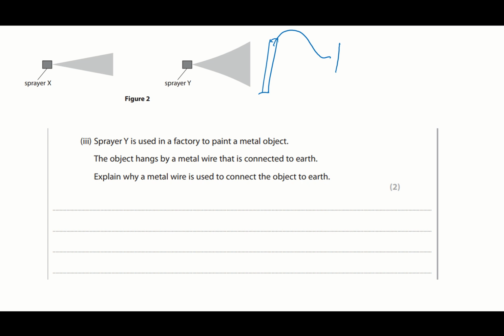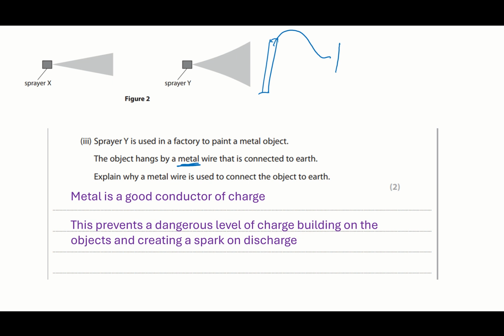Well, the basic idea here is I earth objects so that I can remove charge and just get it gradually going down into the ground. So the basic idea on this is I don't want charge to build up. So metal's a good conductor of charge, 1 mark. We've got this idea here of metal, so I'm instantly thinking good conductor of charge. And then why do we connect it to the earth? This prevents charge building up on the object and creating a spark or discharge. So there's the basic idea. So I don't get a nasty shock off the bike or whatever it is that I'm painting.